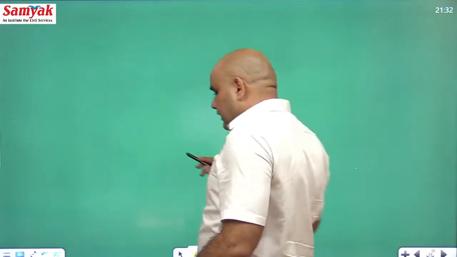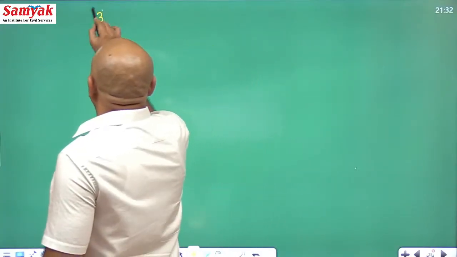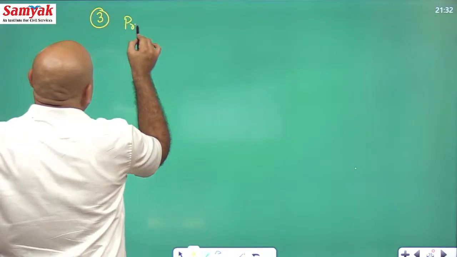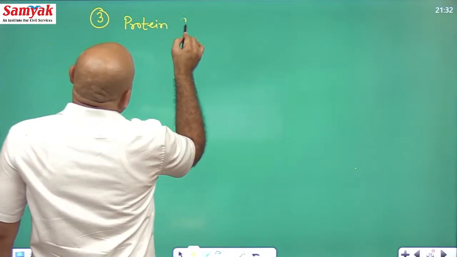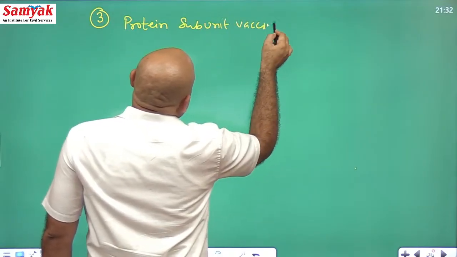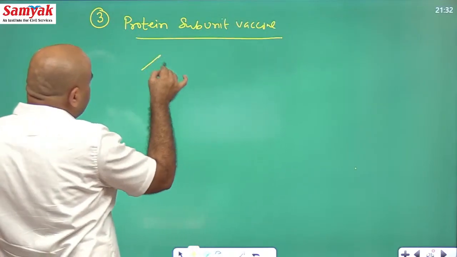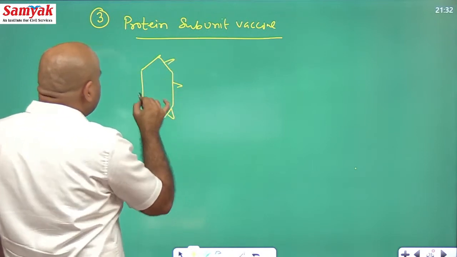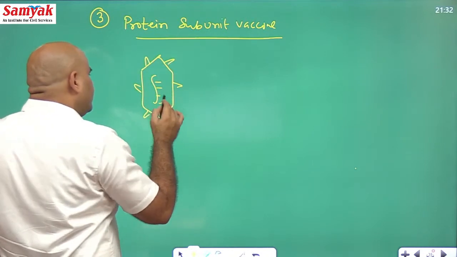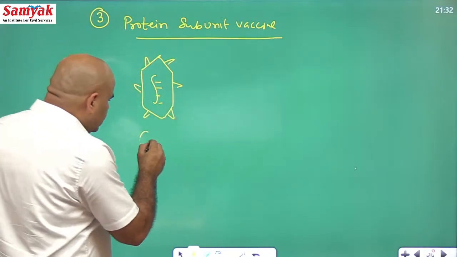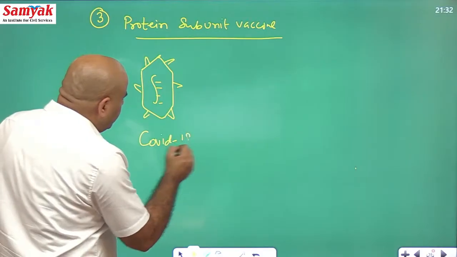Then after, the third type of vaccine. The third type of vaccine is protein subunit vaccines. So what are protein subunit vaccines? For preparing the protein subunit vaccines, we are very familiar with this structure now. You can guess what this is. This is the COVID-19 virus.